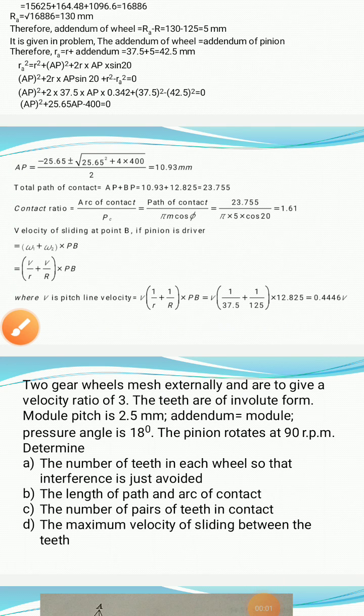In the last video, we discussed some numericals in which we find out the sliding velocity in terms of the pitch line velocity v. So in the last video, we discussed that example. Now we move toward the next example.